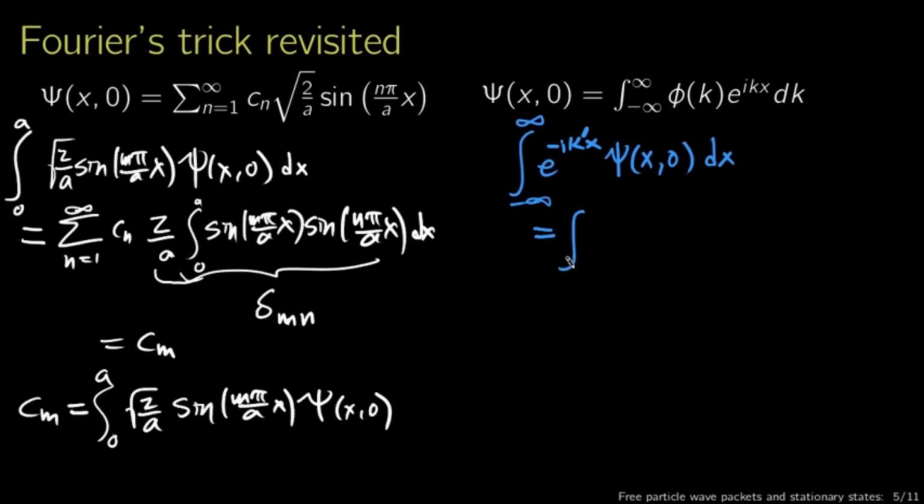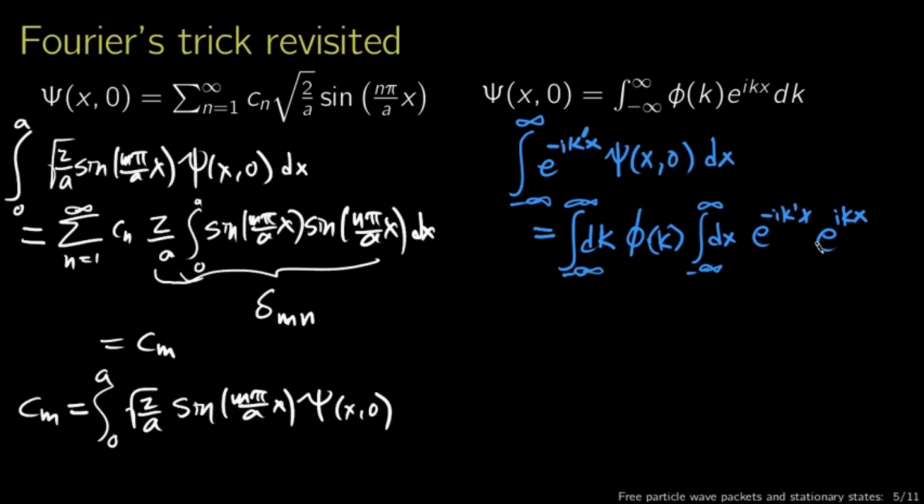So I'm going to write this right-hand side now a little differently. We have the integral from minus infinity to infinity dk. Then we have phi of k, which is not a function of x, so I can pull it out of my integral over x, same as I could pull my c sub n out of this integral dx. Sorry, phi of k, not phi of x. What I'm left with then is the integral from minus infinity to infinity dx, e to the minus i k prime x, e to the i k x.